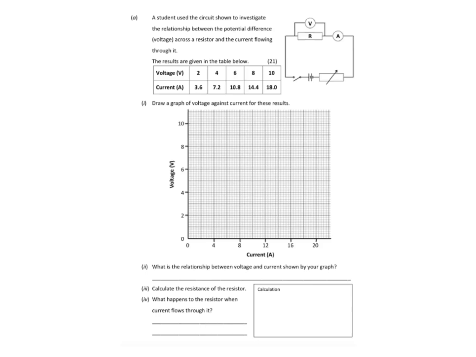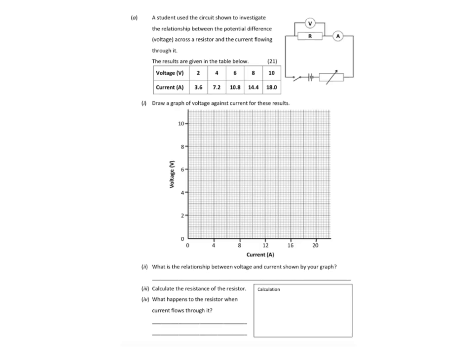So here's another exam question which has come up before. It was quite a long one and involved a graph, which we're going to have a look at now. It says here, a student used the circuit shown to investigate the relationship between potential difference across a resistor and the current flowing through it. The results are given in the table below. So we have our values for voltage and our values for current. Draw a graph of voltage against current for these results.